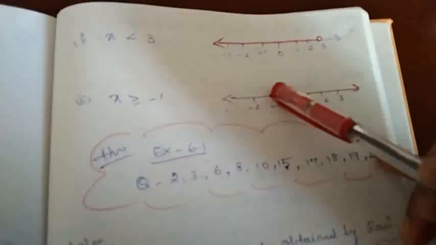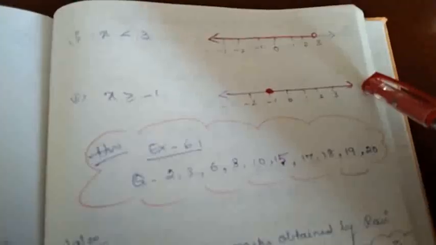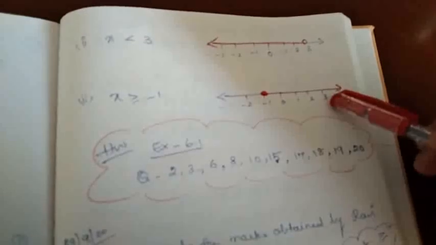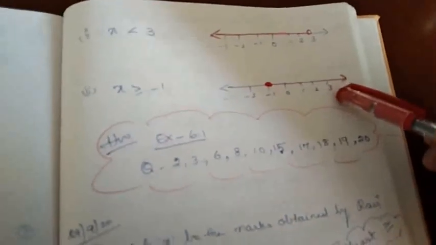So when that number is not included, you have to put an open circle. If the number is also included, you have to put a dark circle, and this side or that side of the number line, you have to mention it with a dark line like this. Like this only you have to express the solution on a graph on a number line. Solution of the given question on a number line.